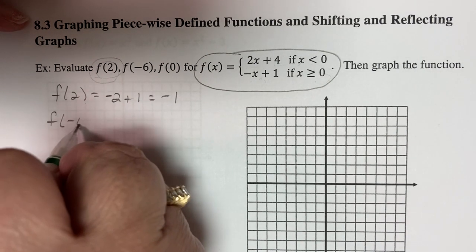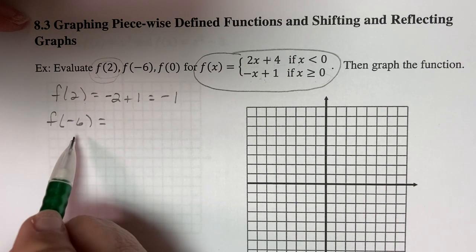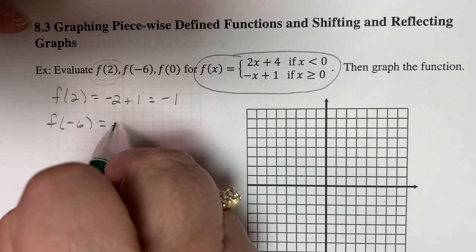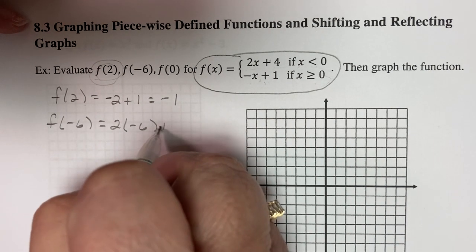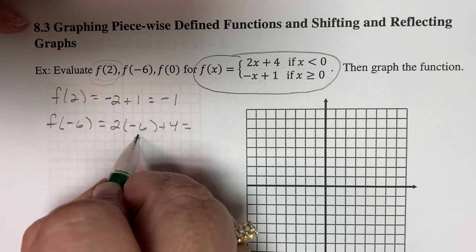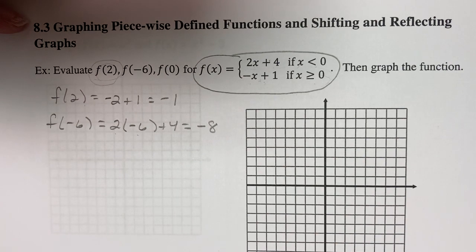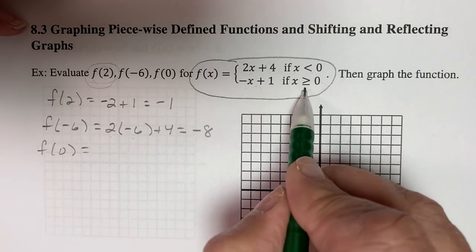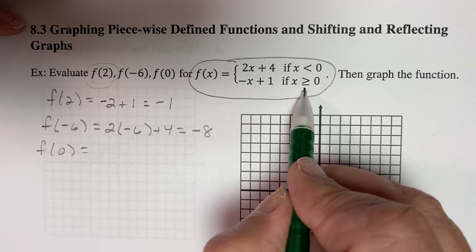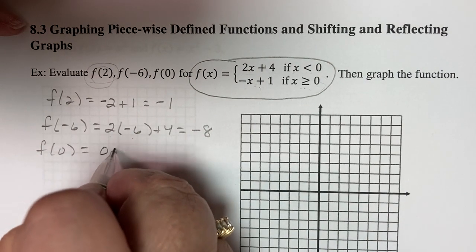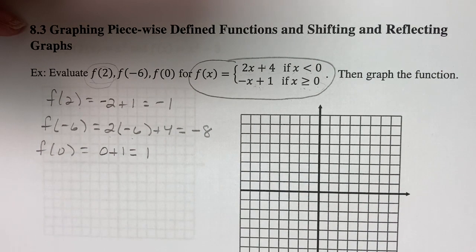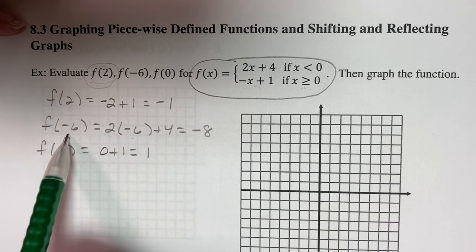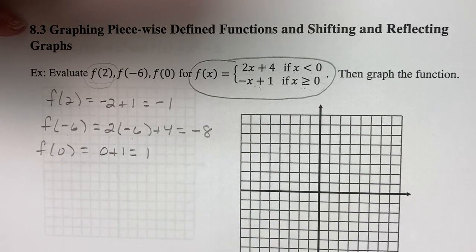If I want f of negative 6, well, my x is negative, so it's less than 0, which means I'd plug it into the top piece of the function. So it'd be 2 times negative 6 plus 4, which would be negative 12 plus 4, which would be negative 8. And if I wanted f of 0, that would be this piece of the function, because this is the function for x greater than or equal to 0. So that would give me 0 plus 1, which is 1. And then don't forget that really just gave me 3 points that lie on the graph: (2, negative 1), (negative 6, negative 8), and (0, 1).